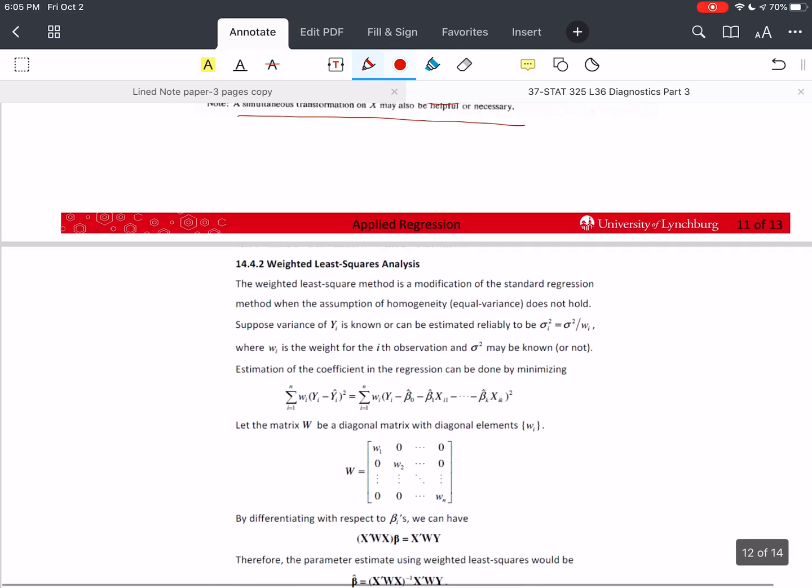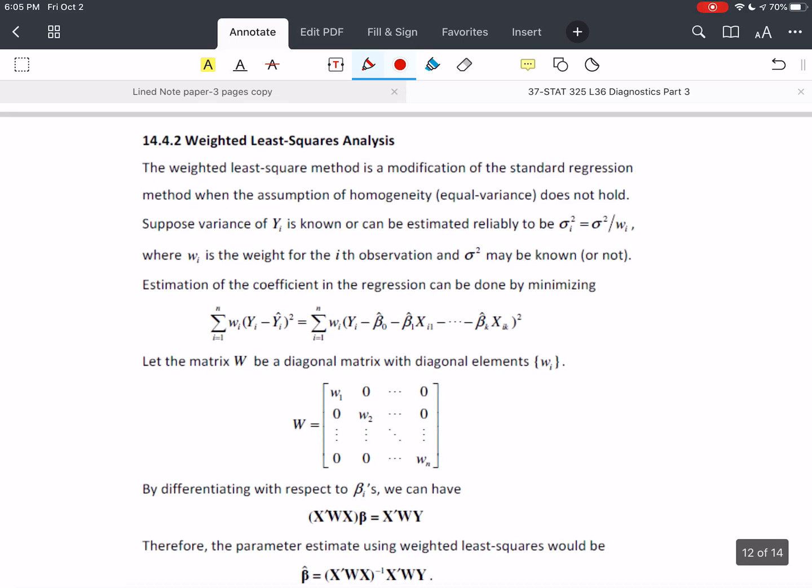Okay, all right. So let's talk quickly about a concept called weighted least squares, and we're not going to really do much with this method because of the matrix algebra and calculus required. So for this class, I just want to go over it in general. If you understand matrices, you may understand this, but I just want to give you the concept more than anything. So the weighted least squares method is a way to modify our standard regression when the assumption of homogeneity or equal variance doesn't hold. So this is for variance violations, or violations of equal variance.